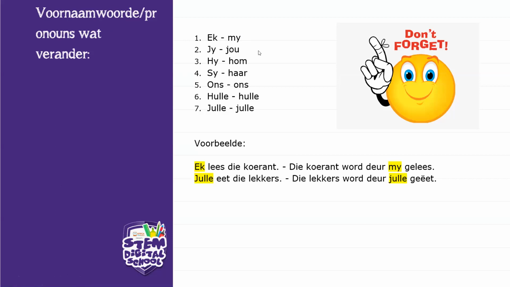Ek word my, jy word jou, hy word hom, sy word haar, en ons, hulle en julle bly dieselfde. Look at the example. In the bedrywende vorm, ek lees die koerant, that's the active form. In the passive form, it will become, die koerant word deur my gelees. Remember, die koerant moves to the front of the sentence, that's the object, and then ek word my. Julle eet lekkers, die lekkers, remember, comes to the front of the sentence, the object, word deur julle geëet. Take a picture.